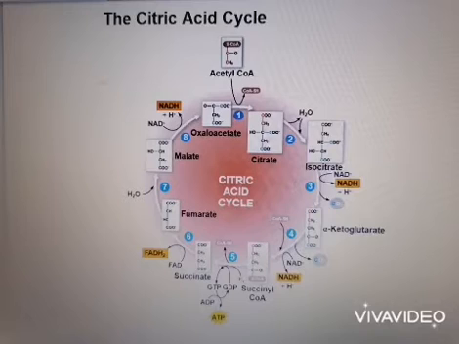Now, the second step will be that citrate is isomerized into isocitrate by the enzyme called aconitase. Now, a water molecule is removed and another one is added to generate a structural isomer of citrate called isocitrate. In my third step, the isocitrate is oxidized into alpha ketoglutarate by the enzyme isocitrate dehydrogenase.